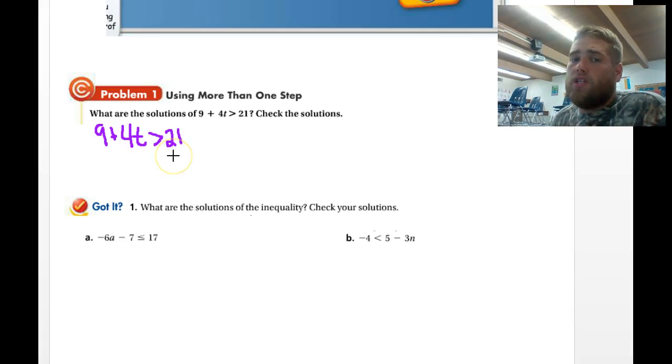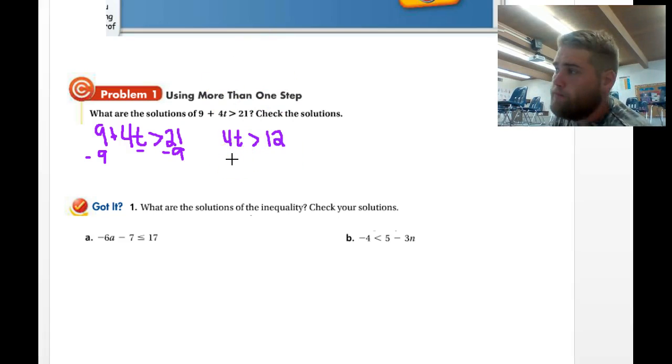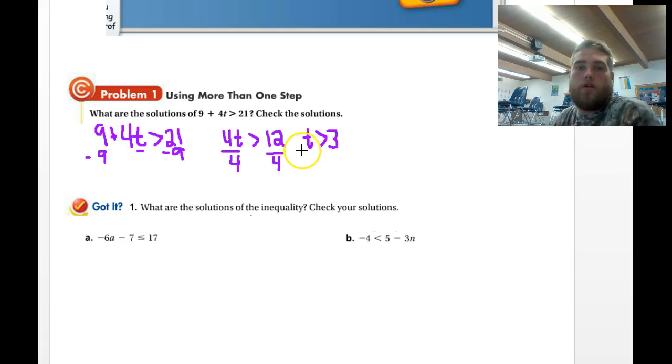Once again, my goal in this is to get t by itself, just like before. So the first thing I want to do is subtract 9, and I'm left with 4t is greater than, what is that, 12? Okay, it's Saturday, my head doesn't work. So 4t is greater than 12. Now I still want to get t by itself, so I divide by 4, and I get that t is greater than 3.